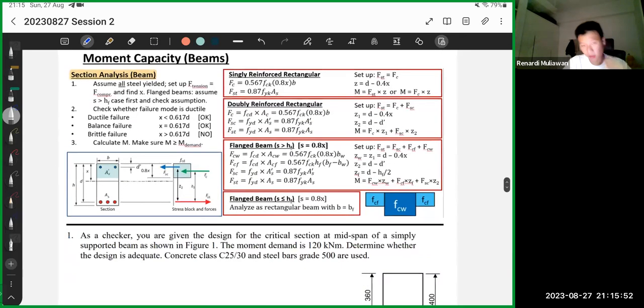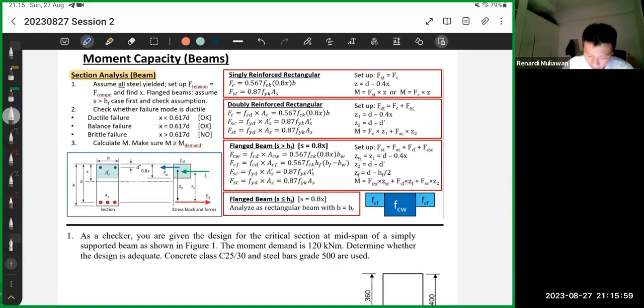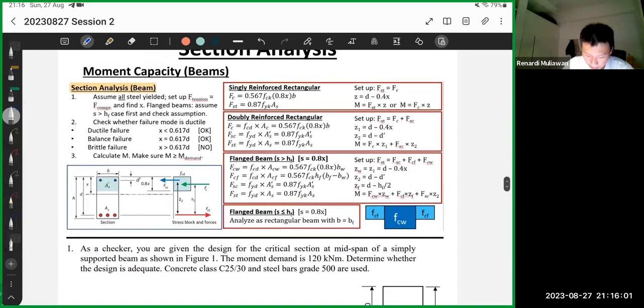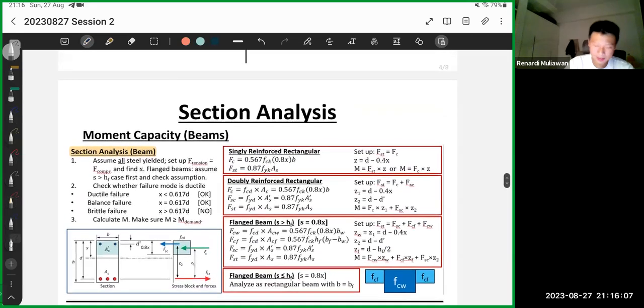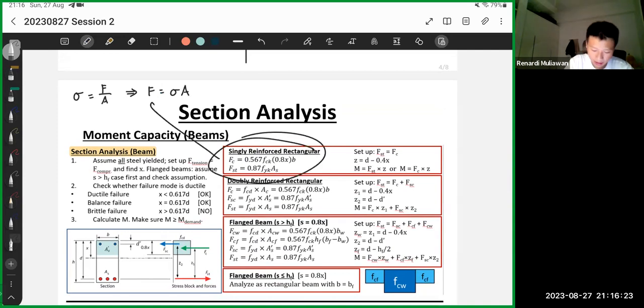Okay, so we just go to the question. Actually, sorry, not yet. I'll explain this first. Let's go to the singly reinforced rectangular. I think it's easier. I'm referring to MOM. Stress is force divided by area. So if you want the force, it's basically the stress multiplied by area. So these are actually this.